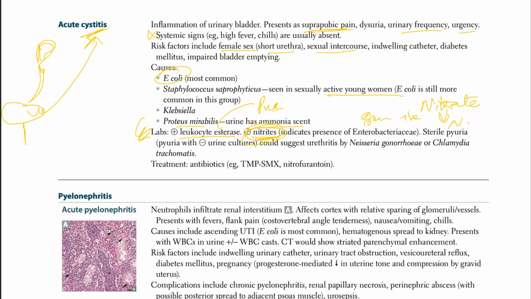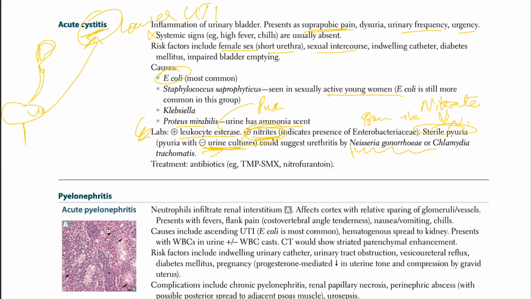Sterile pyuria, pyuria with negative culture, can also be seen. Okay, that means basically no bacteria can be seen there, which suggests that the urethritis is caused by Neisseria gonorrhoeae or Chlamydia trachomatis. So if you have sterile pyuria and you have cystitis or lower UTI basically, then you can think about Neisseria gonorrhoeae or Chlamydia trachomatis if you have a pyuria with negative urine culture for any bacteria.